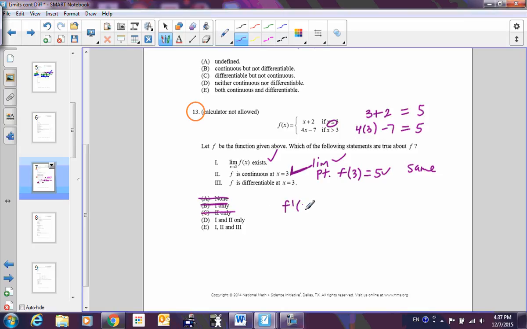Well, that means we got to find the derivative. Okay, derivative of the top piece would be 1. Keep this little piece the same. Derivative of the bottom would be 4. Keep this x greater than 3. And now I don't even have an x to plug 3 into, but I know that 1 is not equal to 4. So 3 is not true, which means that my answer is D.